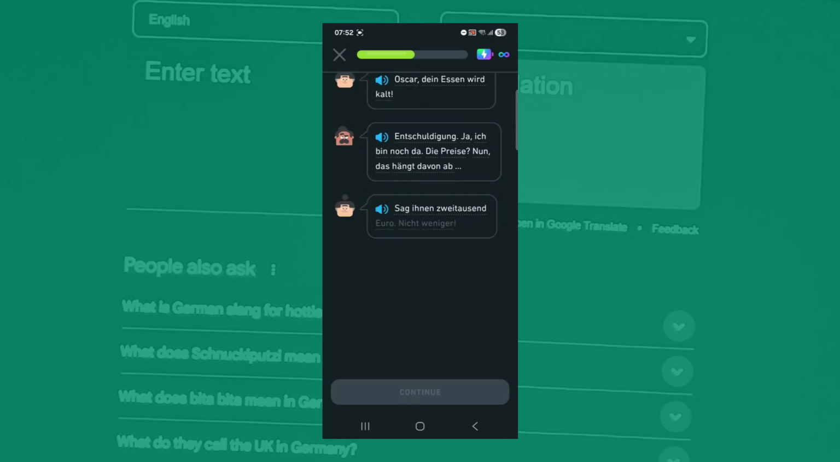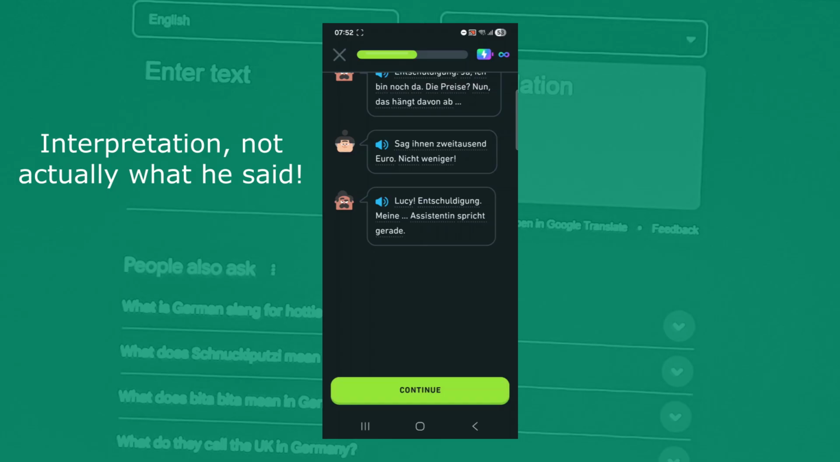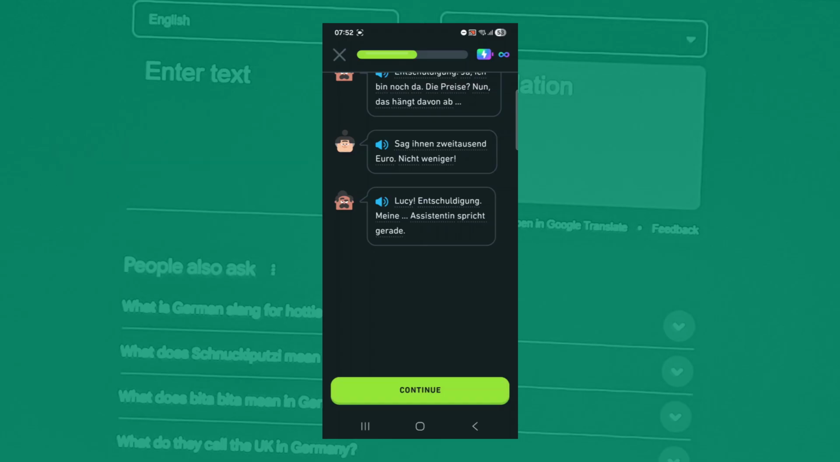Sag ihnen 2000 Euro, nicht weniger. Tell them 2,000 euros, nothing less. Lucy. Entschuldigung, meine Assistentin spricht gerade. Lucy, please be quiet. My assistant is talking gerade. Is that now? Yeah.